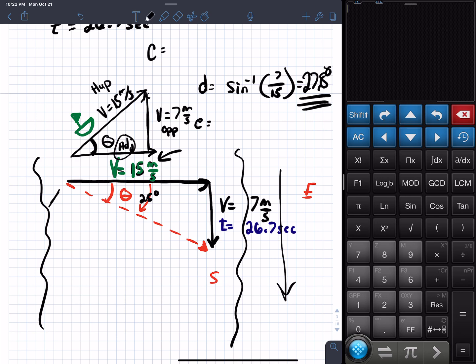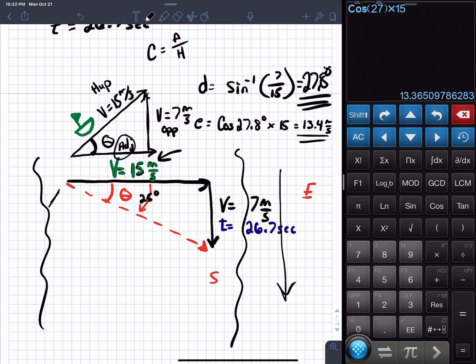Cosine is adjacent divided by hypotenuse. We're trying to find the adjacent side. So that means I'm going to have cosine of your angle, 27.8 degrees, times the hypotenuse of 15. Cosine 27.8 times 15 equals 13.4 meters per second.